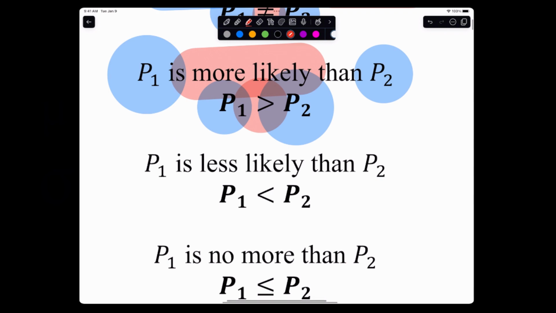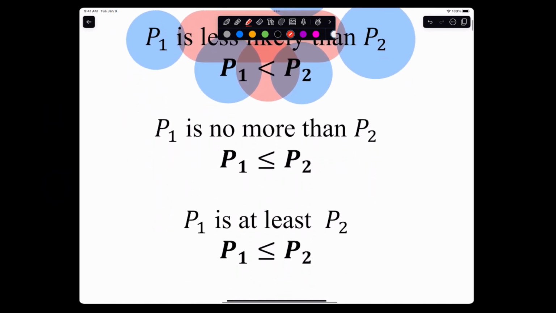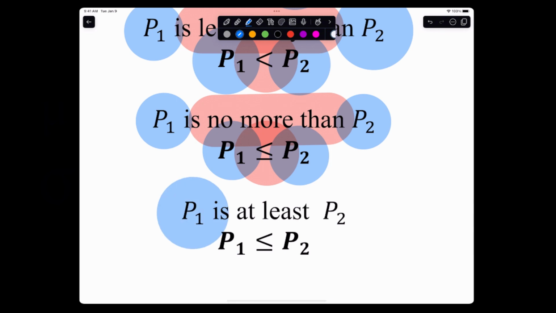What about less likely? P1 versus P2. Where's the story? Less likely. P1 versus P2. This is no more than, which is less than or equal. And here, P1 versus P2, at least, which is, and there was a typo on this one, just so you guys know, this would be greater than or equal. Okay?